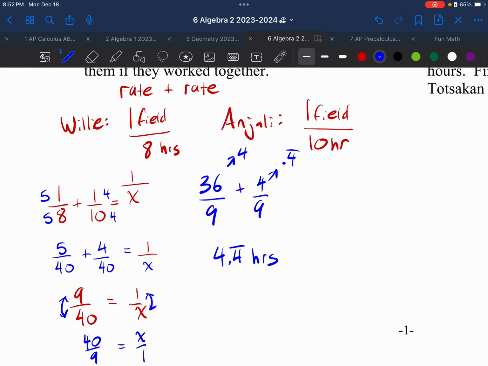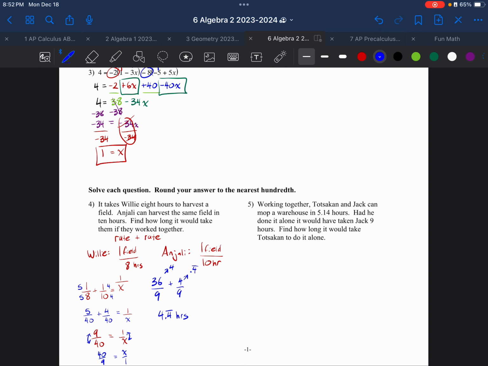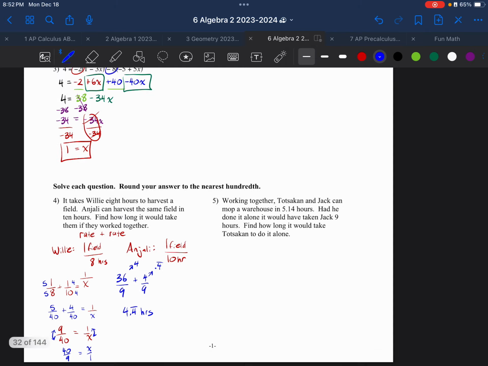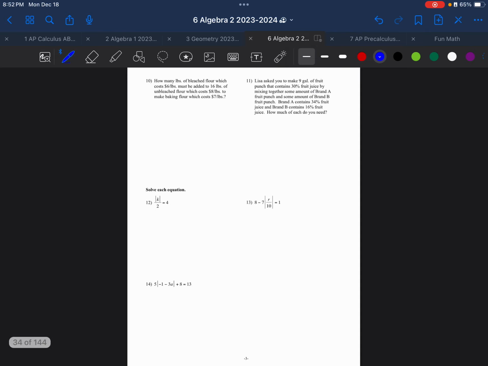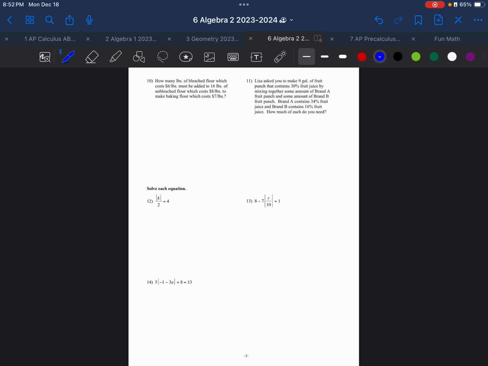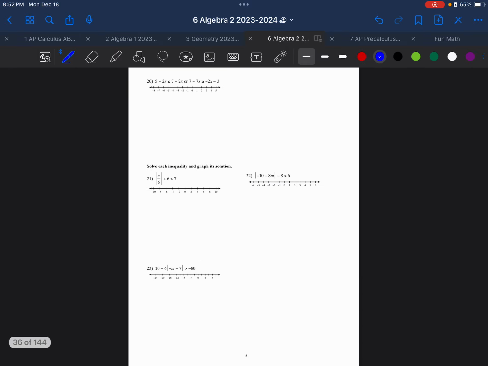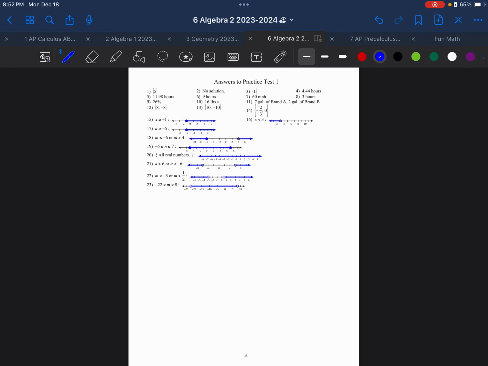And I'm curious if I got the right answer, because I know that sometimes I make mistakes on word problems. So on number 4, I'm going to check my work by looking at the answer key. Oh, come on, iPad. There we go. Wow, a lot of stuff there.